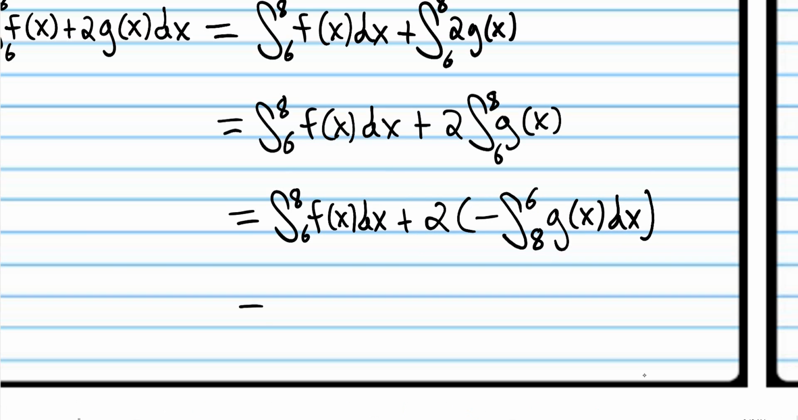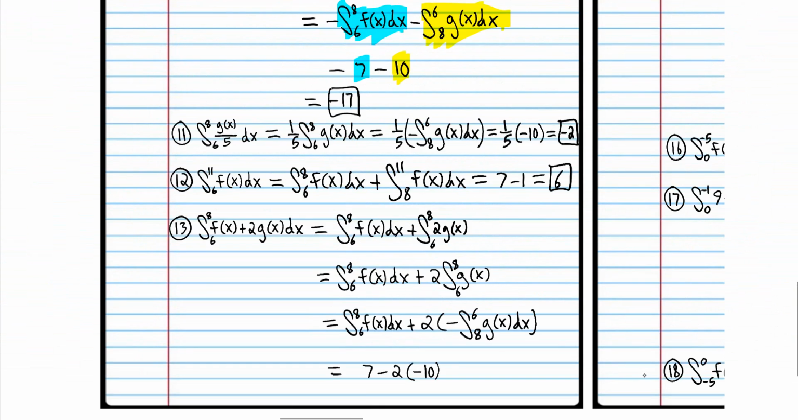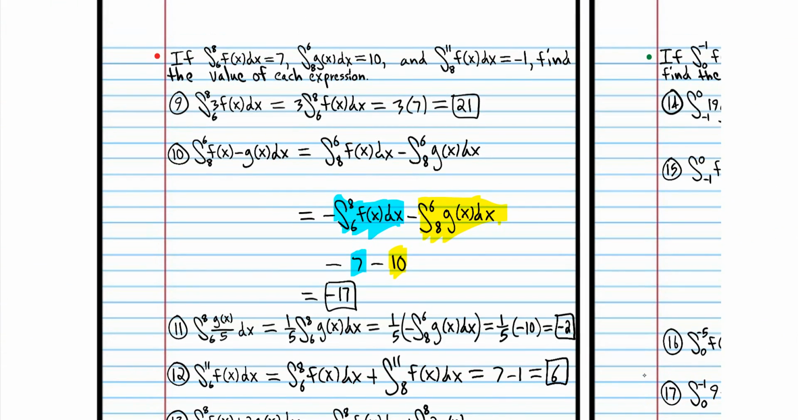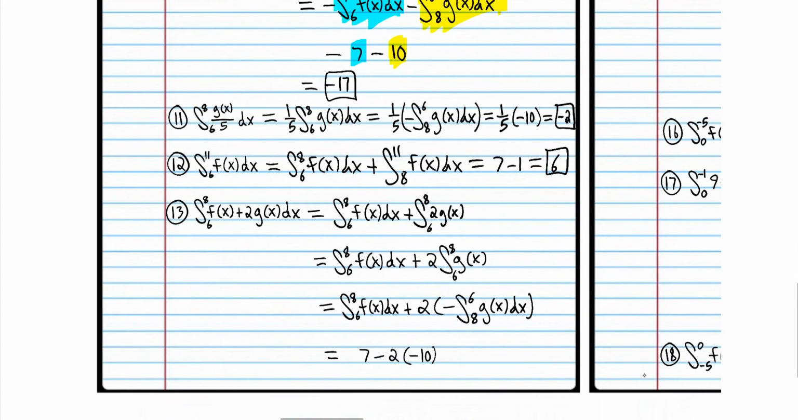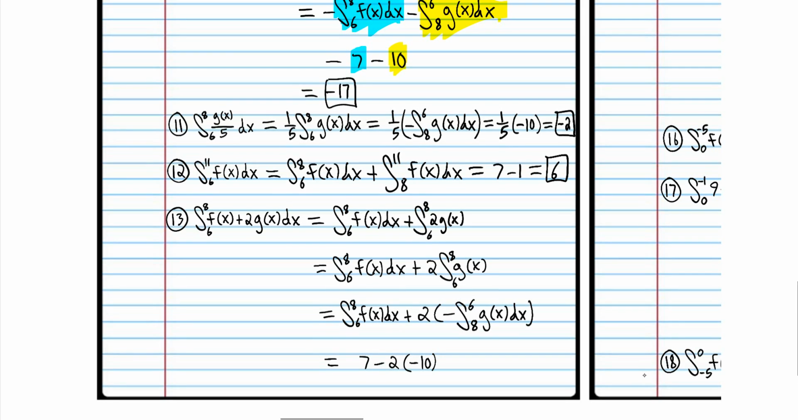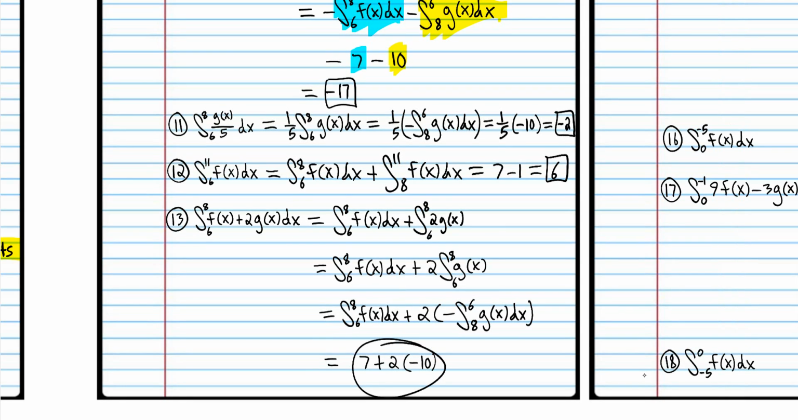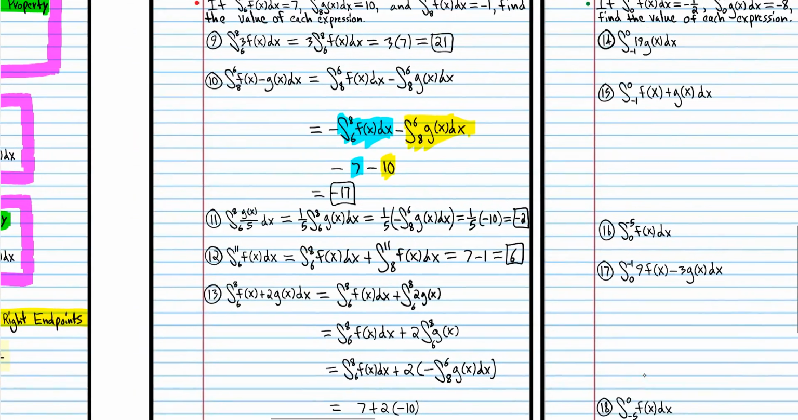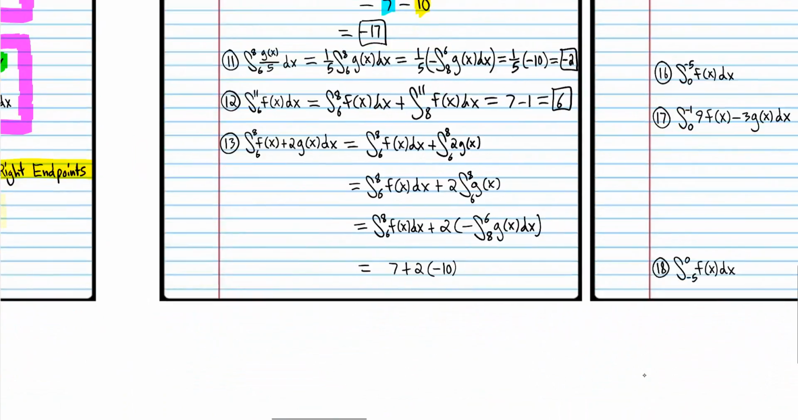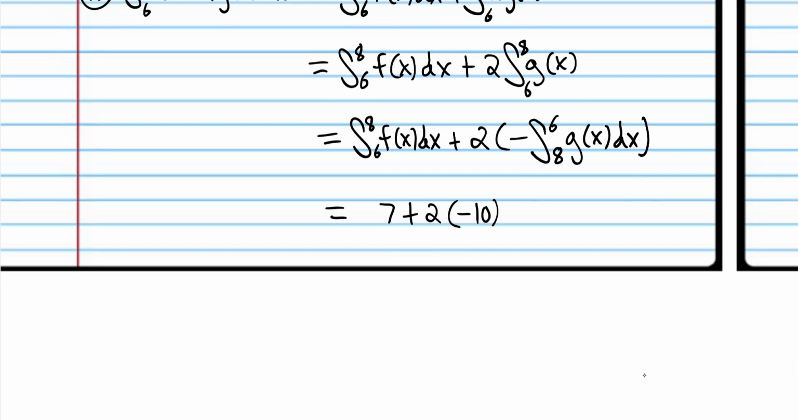So that integral is 7. This integral is 10, I believe. Integral of g of x from 8 to 6 is 10. And that should be a plus sign. I don't know why I put a negative symbol. And the integral of f of x from 6 to 8 is 7. So finally we get, looks like negative 13.